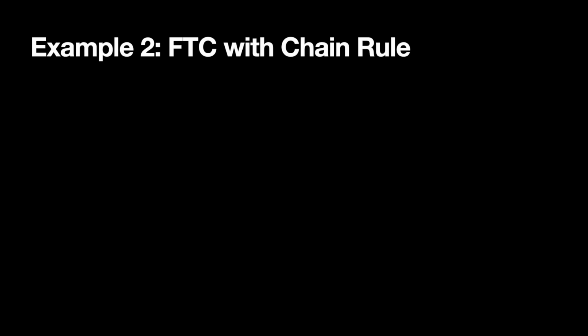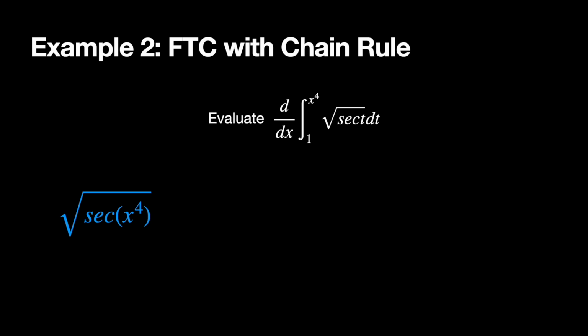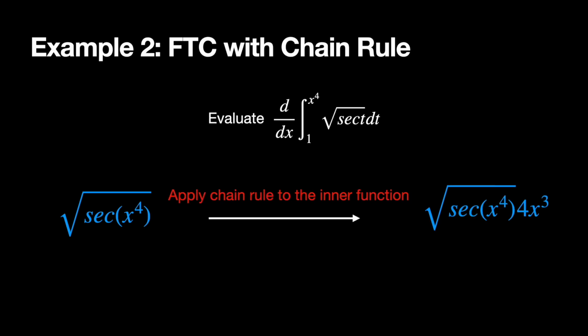But it gets a bit more complicated when there's chain rule. Let's evaluate this derivative. Well, we do the same thing. We just get rid of the integral symbol and just keep the function while substituting in x to the fourth. But since there's an inner function, now we have to apply chain rule, and this is what we get.